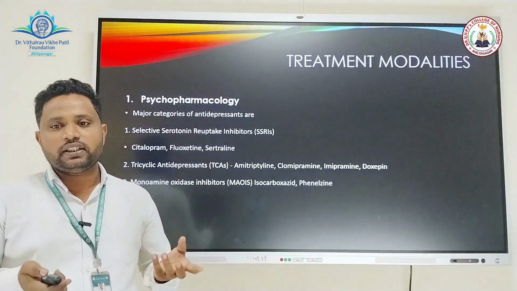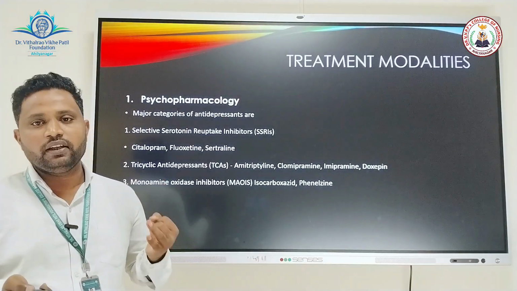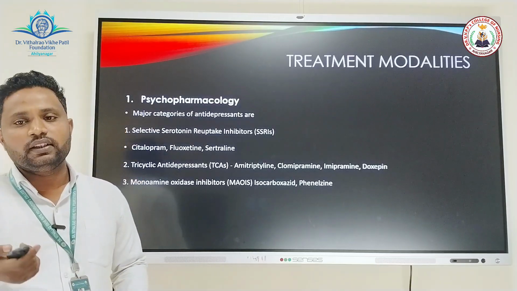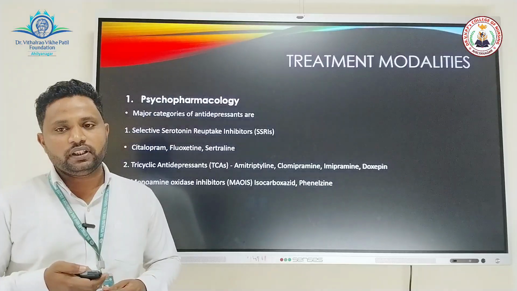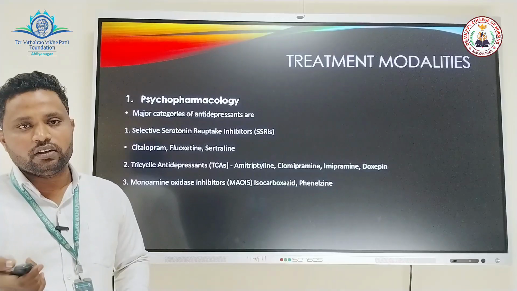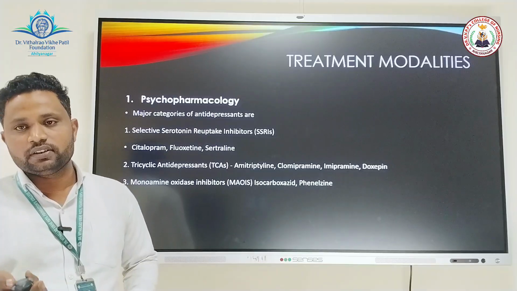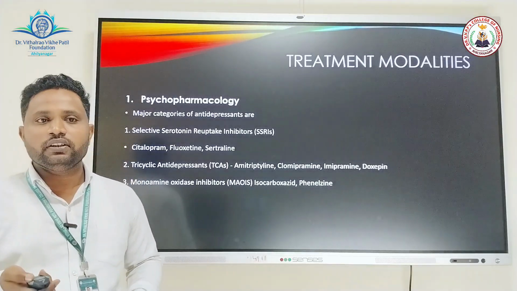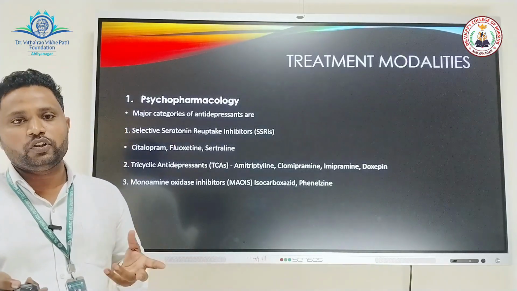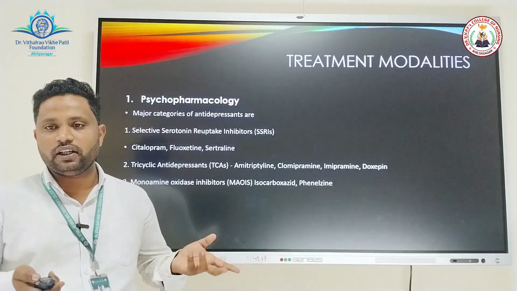Next is tricyclic antidepressants, in that amitriptyline, clomipramine and imipramine. These are the most commonly used tricyclic antidepressant drugs. And the last is monoamine oxidase inhibitors, in that isocarboxazid and phenelzine. These are the most commonly used monoamine oxidase inhibitor drugs. Then antipsychotic drugs are also commonly used in depressive patients if the patient is showing psychotic symptoms like hallucinations and delusions.